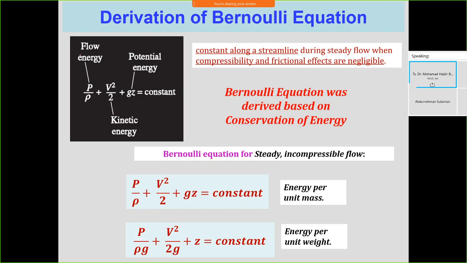What is the Bernoulli equation about? The Bernoulli equation was derived based on the conservation of energy. So it is based on the flow energy, kinetic energy, and also potential energy. If you have taken thermodynamics, they use the Bernoulli equation too, but in thermodynamics they add h, where h is enthalpy, the energy that changes during a flow.